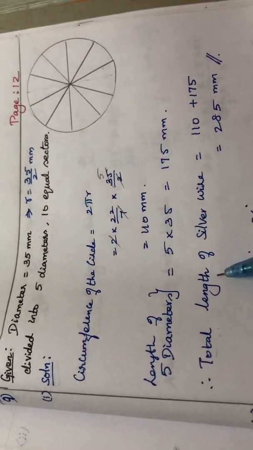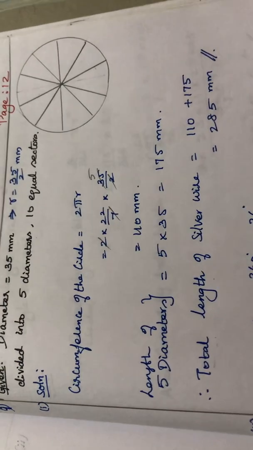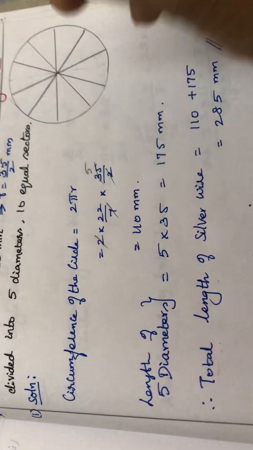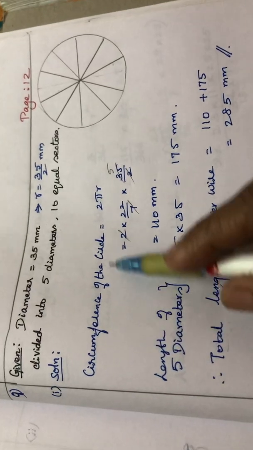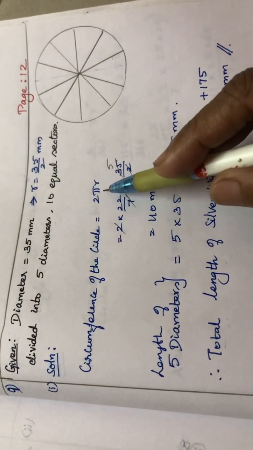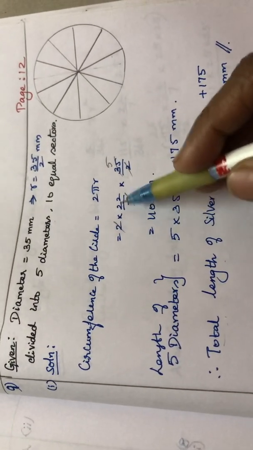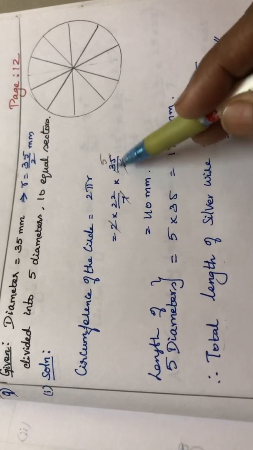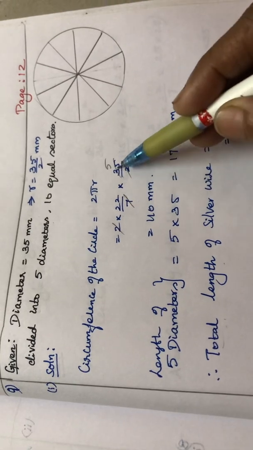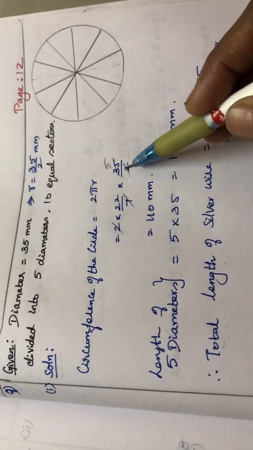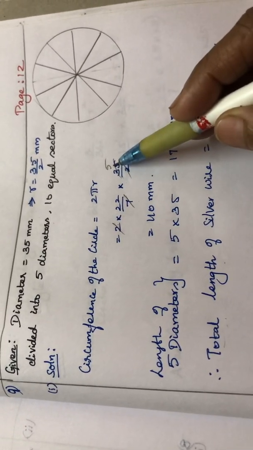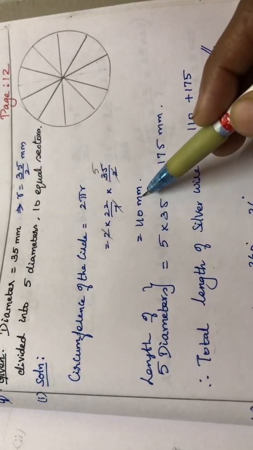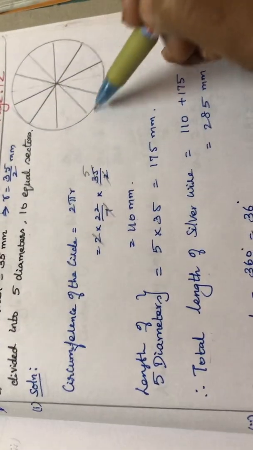First, they are asking you to find the length of the silver wire. To calculate the length of the silver wire, first I am going to find the circumference of the circle. Circumference of the circle is equal to 2 pi r, which is 2 into 22 by 7 into 35 by 2. Here 7 and 35, 5s are the remaining, the 2 and 2 I can cancel. Now 22 into 5 is the remaining, so 110 mm. This is the circumference, the boundary of the circle.